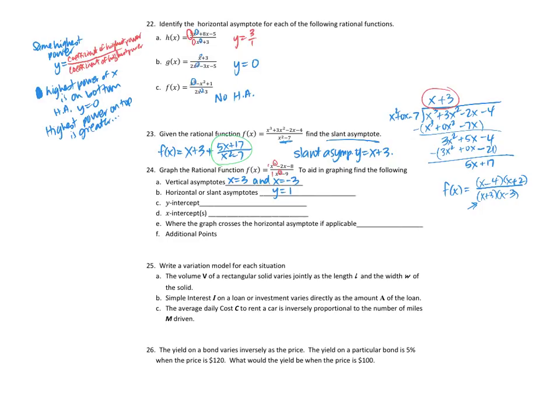My y-intercept, that's what I get when I plug in 0 for x. So if I plug in 0 for x, I'm going to get negative 8 on top and negative 9 on bottom. So it'll be 8/9.